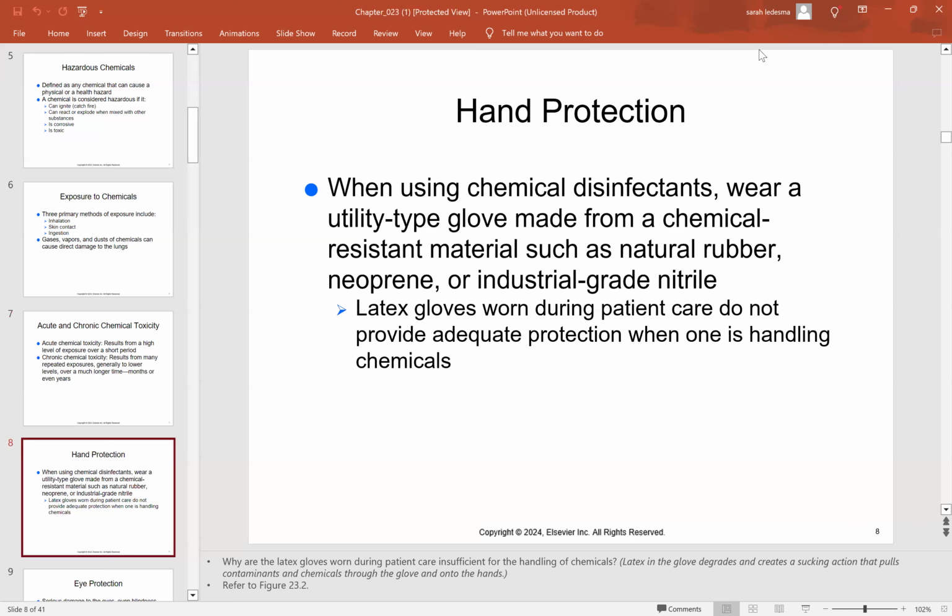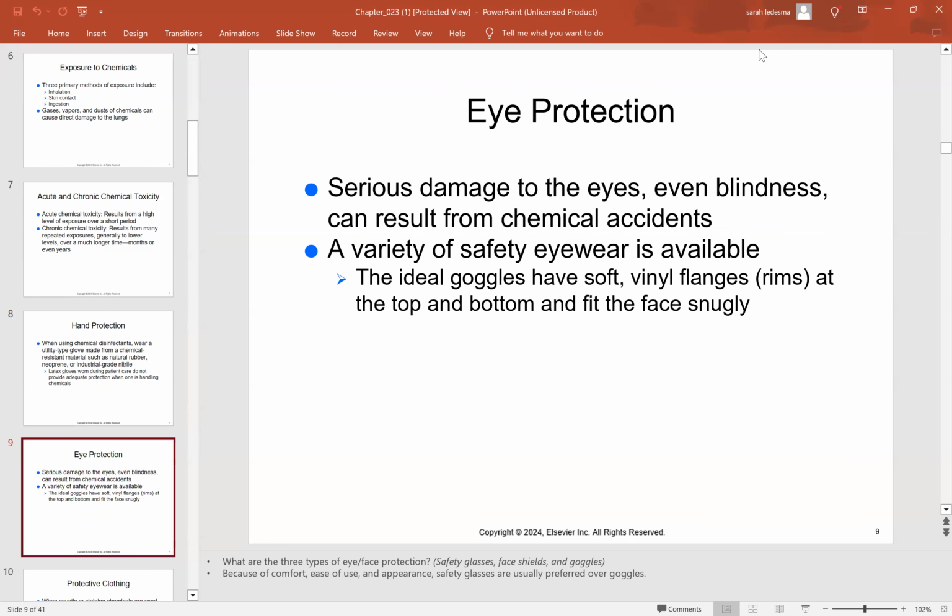When we're using chemical disinfectants, we should always be wearing our utility gloves, not our latex gloves that we would wear during patient care. Serious damage to eyes, even blindness, can result from chemical accidents. So we always want to make sure that we're protecting our eyes with goggles or with a face shield.